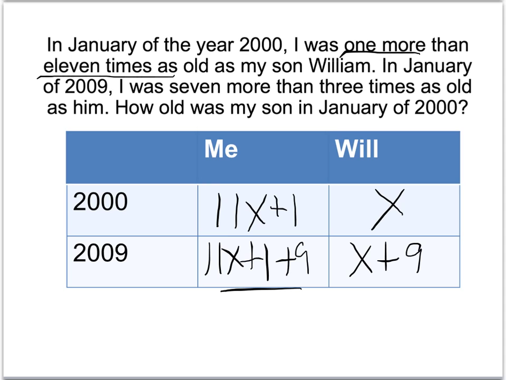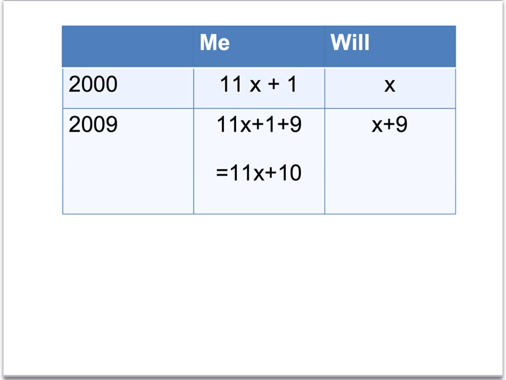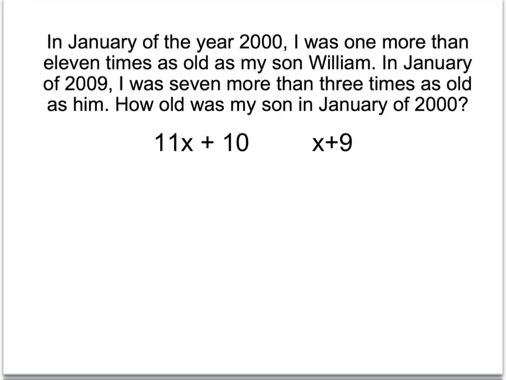Of course, this one here we could simplify as well. This is what we have. So we have some expressions. We have an expression for me in the year 2009. We have an expression for Will in the year 2009. But we need more information if we're going to do something with it. So let's go back to the question. Here's the expression for me in 2009. Here's the expression for Will in 2009.